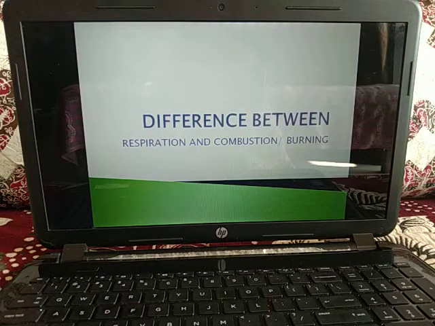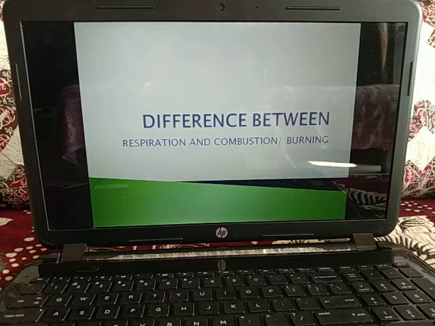Now less than 50% of energy is liberated as heat in case of respiration, and in case of combustion most of the energy is liberated as heat. Temperature is not allowed to rise in case of respiration, but in case of combustion temperature becomes very high. Most of the energy is trapped in ATP molecules in case of respiration, and ATP is not formed in combustion.